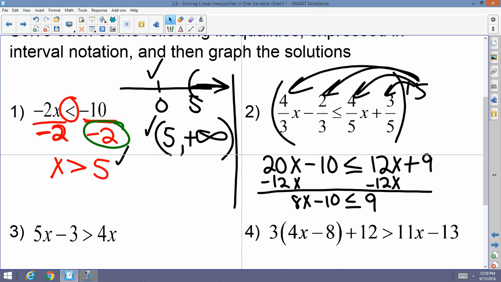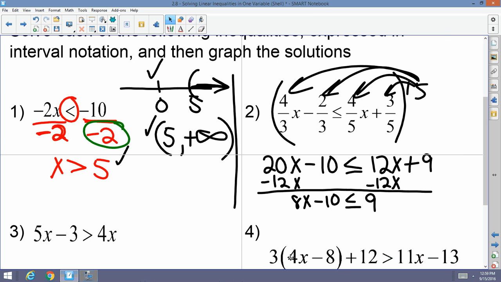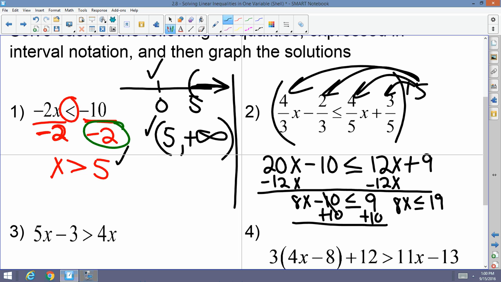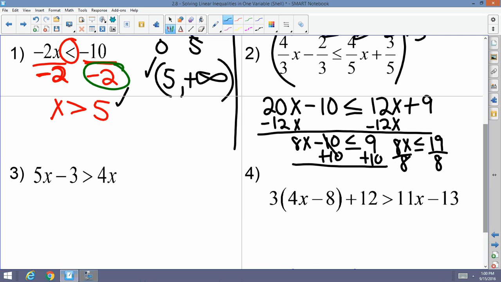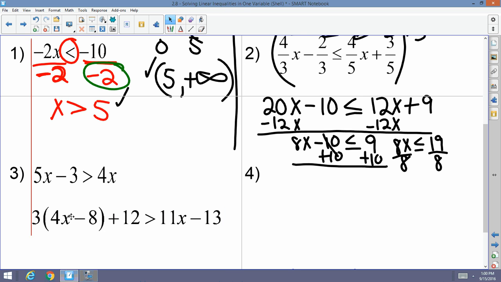Let me go ahead and just push this down a little bit. So now I'm going to add 10 to both sides. And I have 8x is less than or equal to 19. Divide by 8. Sorry about that. Let me go ahead and just give us some more space. So I have 8x is less than or equal to 19.